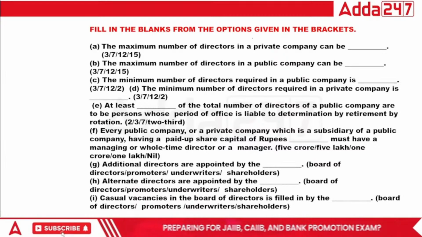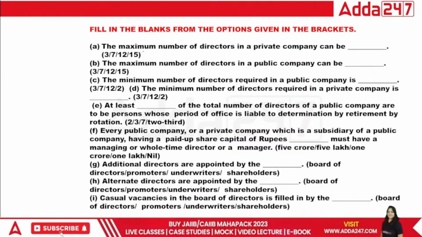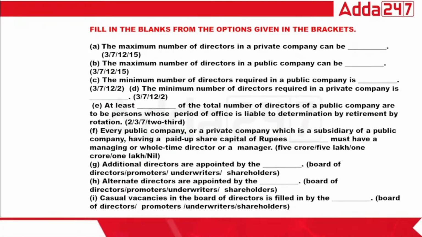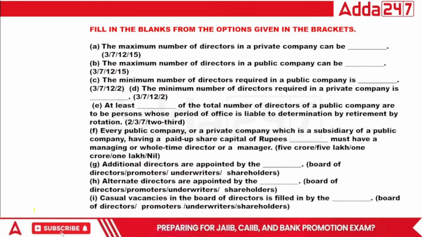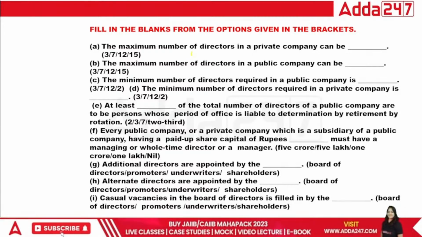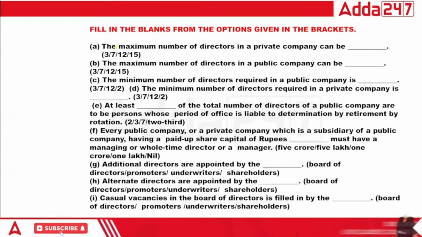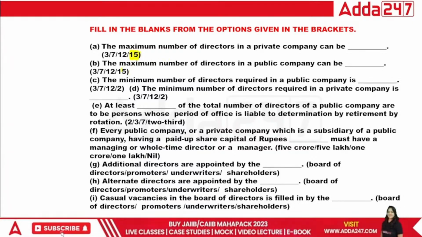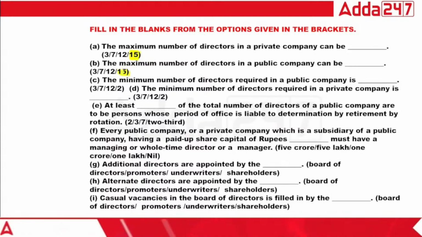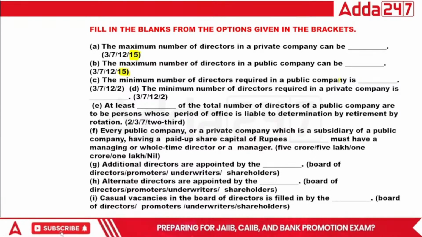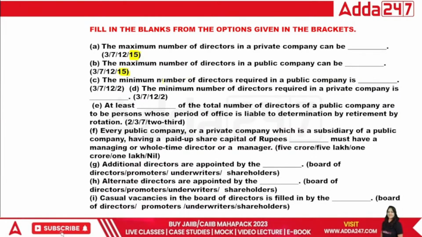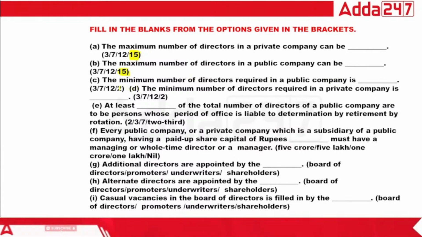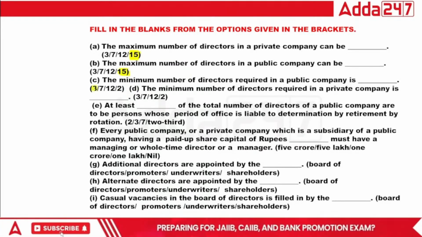Fill in the blanks from the options given in the bracket. The maximum number of directors in a private company can be 3, 7, 12, 15. Maximum, that is 15. Maximum number of directors in a public company, that is also 15. Minimum number of directors in a public company is 3, and minimum in a private company is 2.